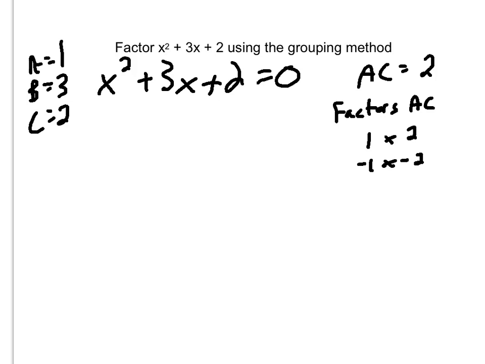I want to find the factors that are going to add up to B. So which of these 2 sets of factors, since those are the only ones that are factors of 2, add up to positive 3? The answer is going to be 1 and 2, because 1 plus 2 is 3.